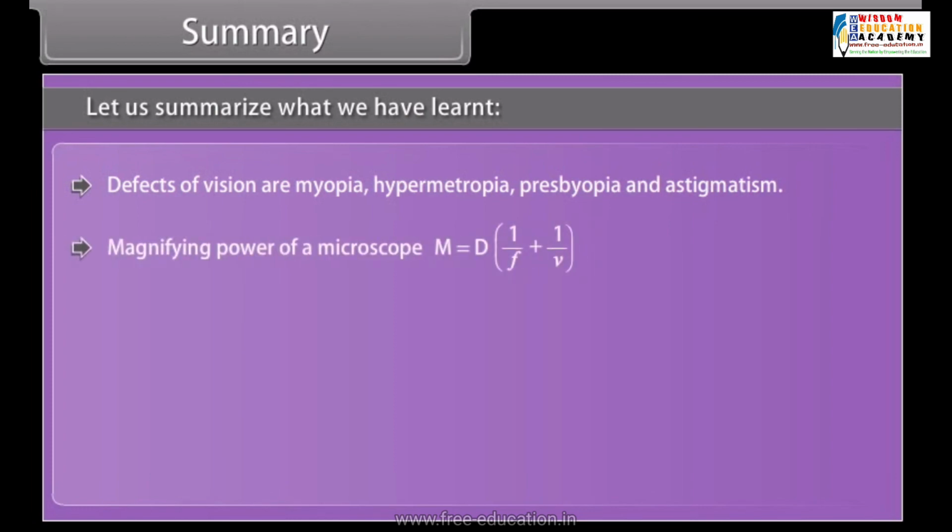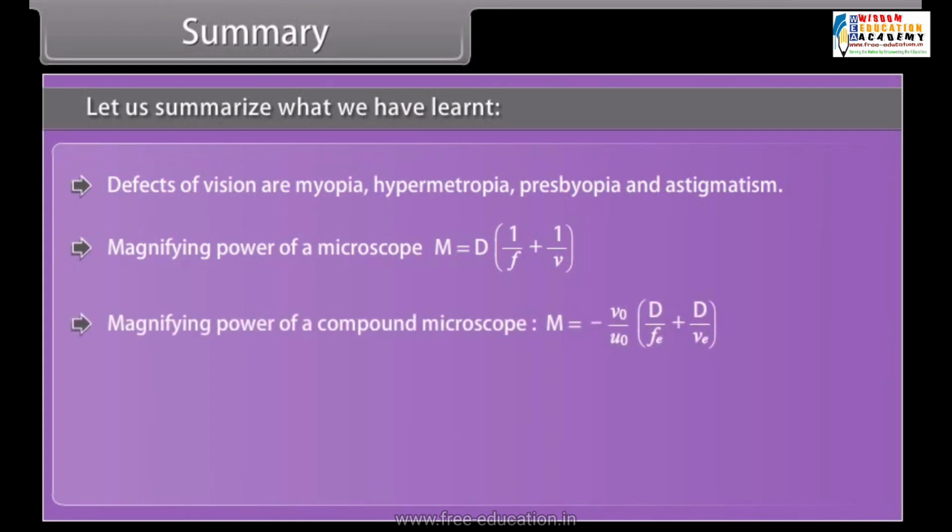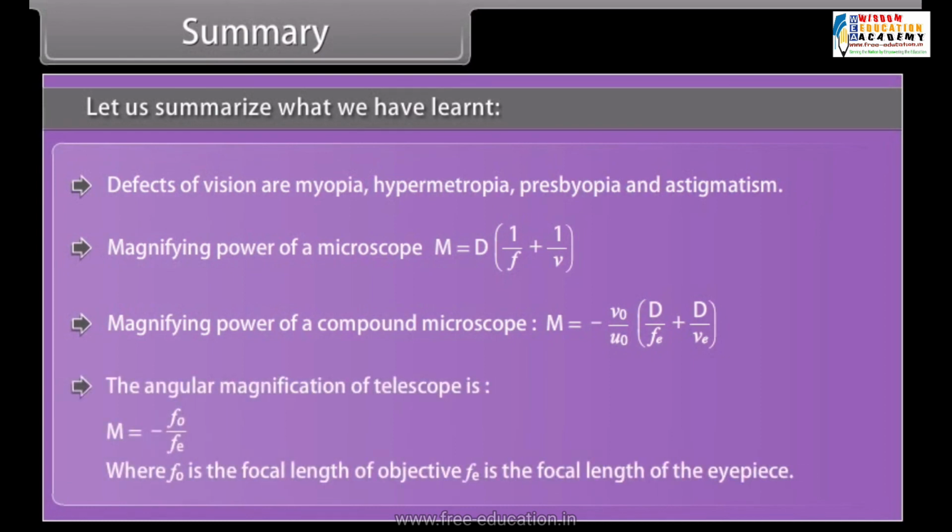Magnifying power of a microscope, m is equal to D into (1 upon f plus 1 upon v). Magnifying power of a compound microscope, m is equal to minus v0 upon u0 into (D upon fe plus D upon ve). The angular magnification of a telescope is m is equal to minus fo upon fe, where fo is the focal length of the objective and fe is the focal length of the eyepiece.